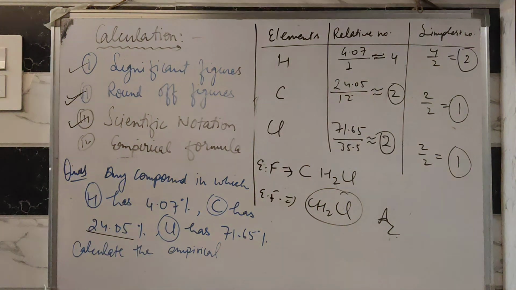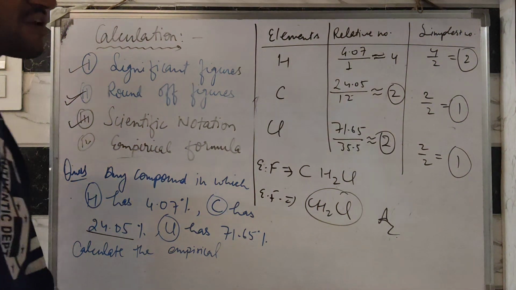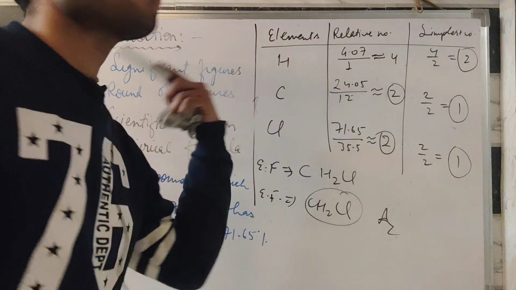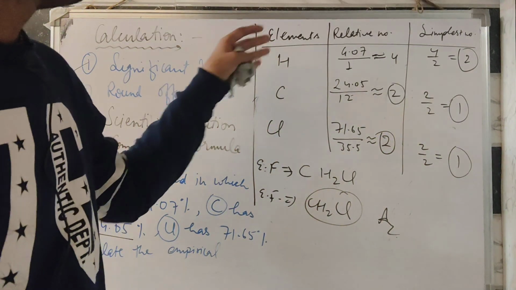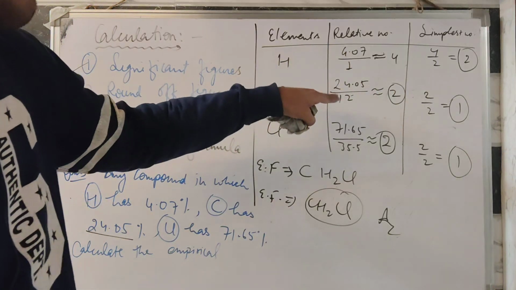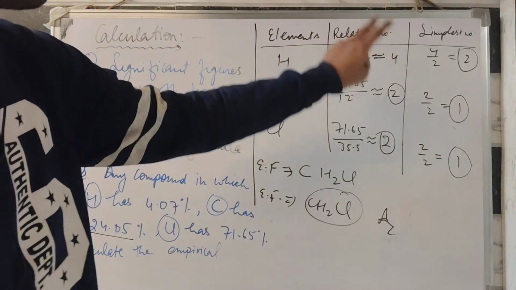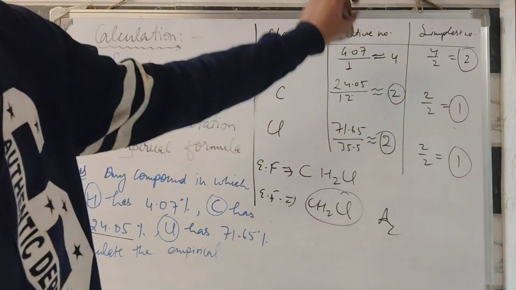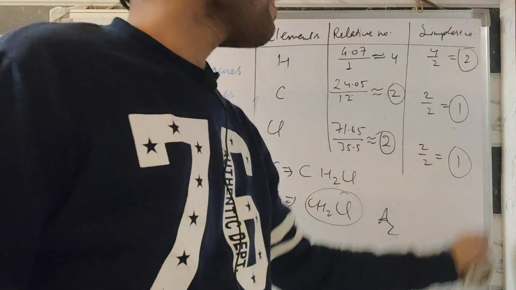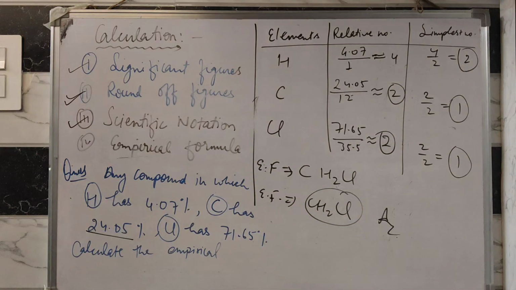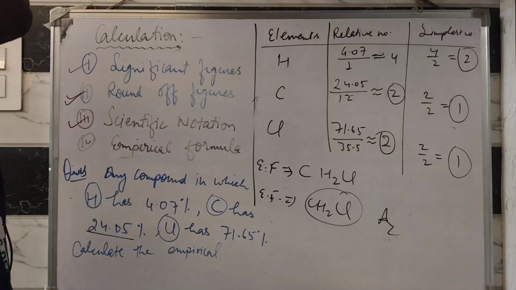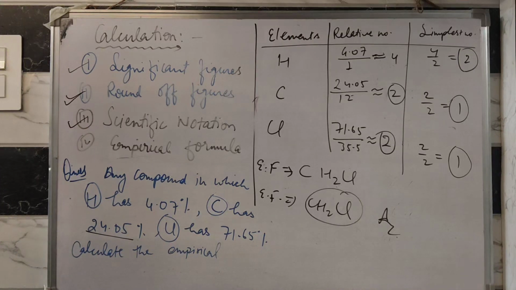In this way you can easily calculate the empirical formula of any compound in this form. Whatever percentage is given, divide by the atomic mass of the atom. After dividing by the atomic mass, you will get the relative numbers, then choose the smallest number and write the simplest numbers of elements. So here CH2Cl is the empirical formula we get in this question. In this way you can easily solve related questions of your academics. Thank you.